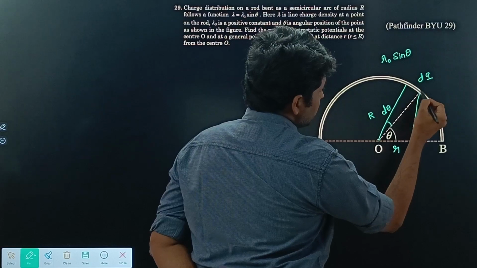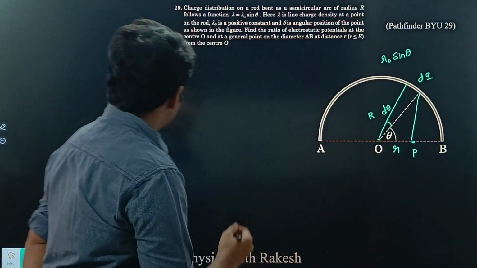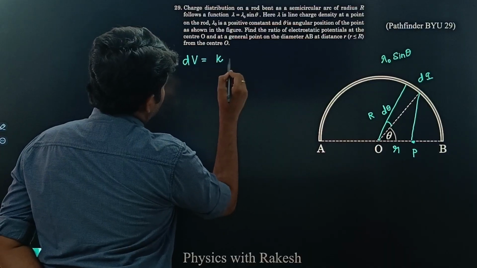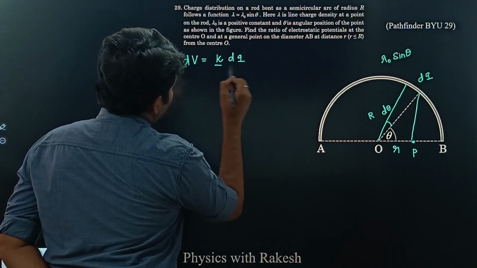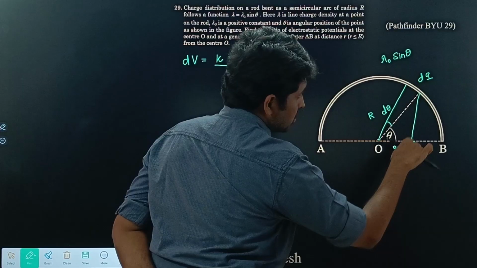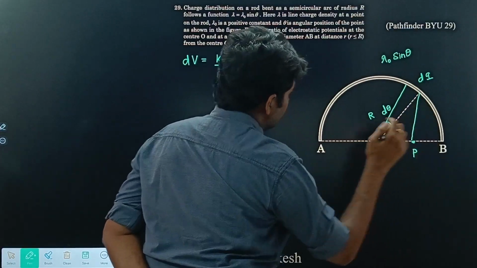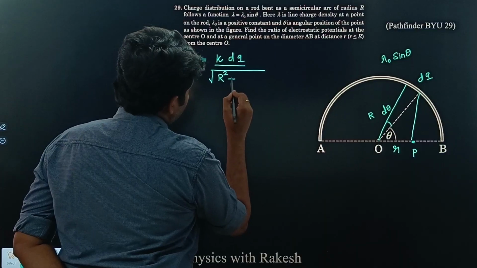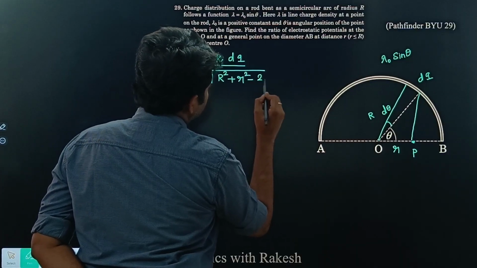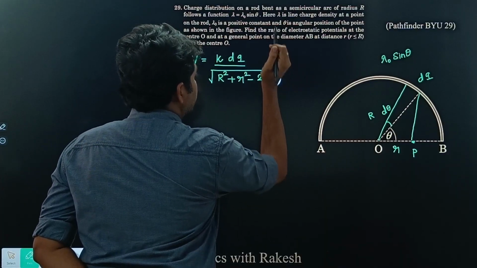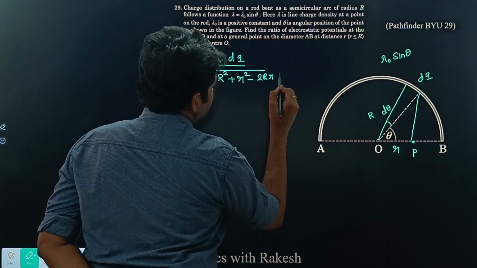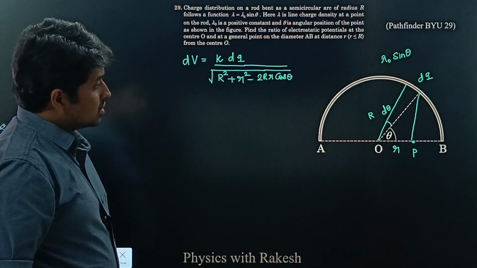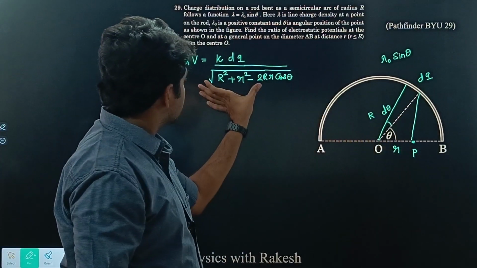Due to this dq here, what is the potential? I'll just write it here. dV equal to k dq divided by this distance. So what is this distance? In this triangle, root over r square plus r square minus 2rr cos theta. So this distance we have found out to be this.